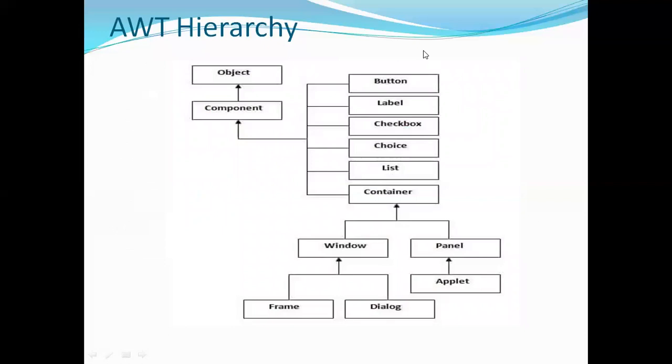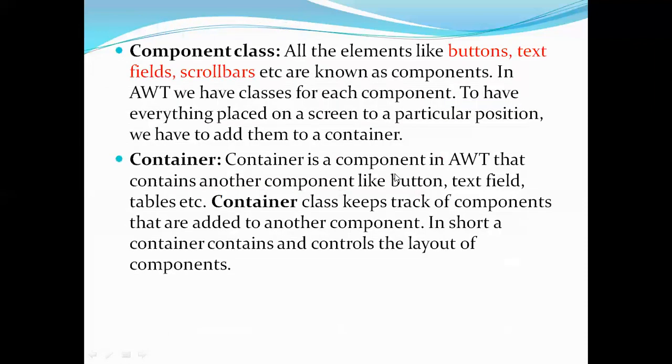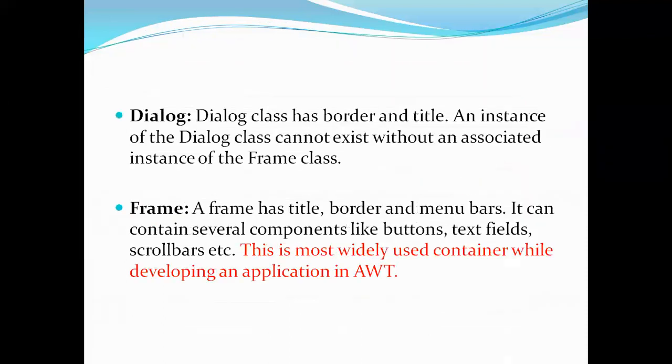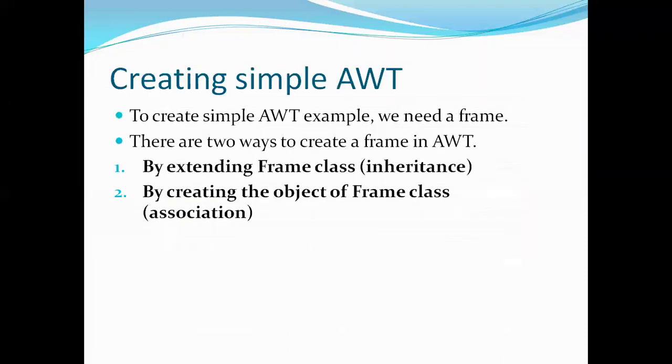If you observe the hierarchy, we have label, button, and inside that we have a label, we have a text area. All this will be included here. So the frame is mandatory. Inside that frame only you are going to include all these components. Now let's see a small program. So all these are the descriptions of those particular components. Now let's see how to create a simple AWT.